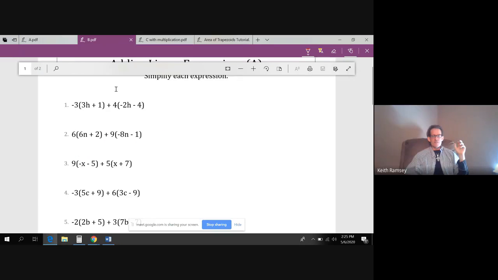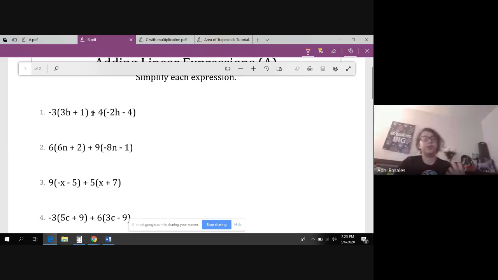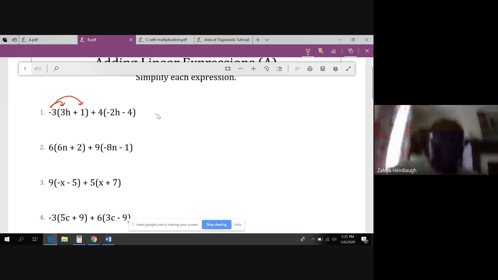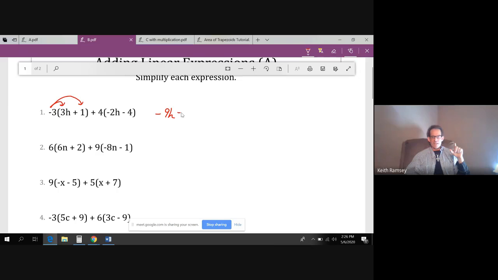So let's look at some of these examples. These have the distributive formula. They're a little bit more challenging. Can you guys see number 1, -3 times 3h plus 1? Okay, all right. So this is where you use the distributive formula that we went over, I think, last week. So I multiply from the outside inside, -3 times 3h, and then -3 times 1. I know a negative times a positive is a negative. This is -9h. -3 times +1 is -3. That's this first part, okay? So this is where I put this right there, okay?